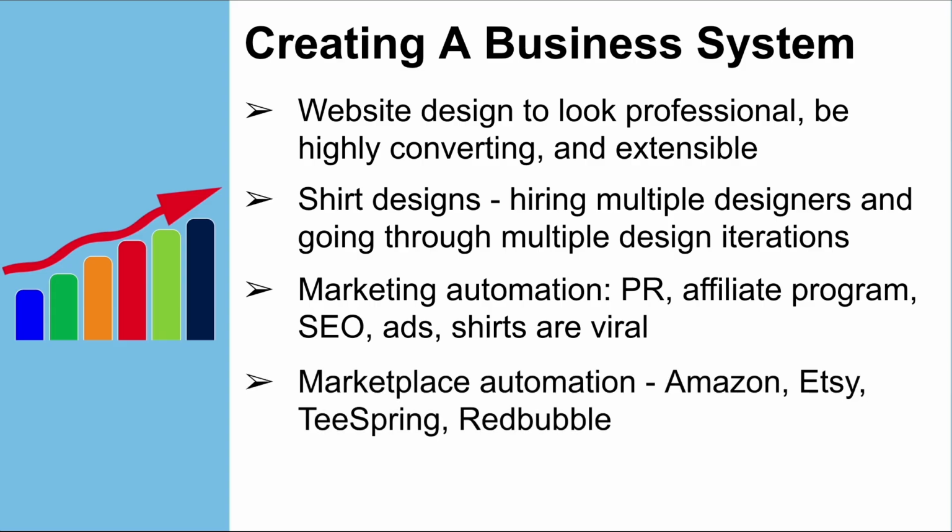Next is not only marketing automation, but marketplace automation. That means getting my Amazon store ready, Etsy store ready, Teespring and Redbubble. If you're not familiar with Teespring and Redbubble, they're just t-shirt stores, but they're very big. They can sell a lot. And on any of these places, if you're not very good, you're going to sell almost nothing. But if you're one of the top ones, you're going to sell in the 6 and 7 figures.